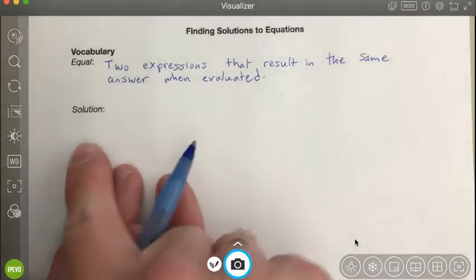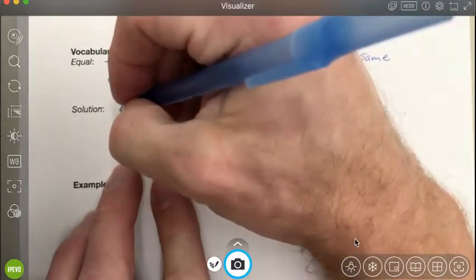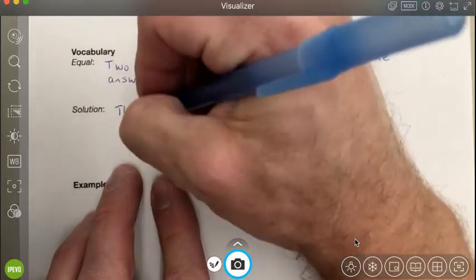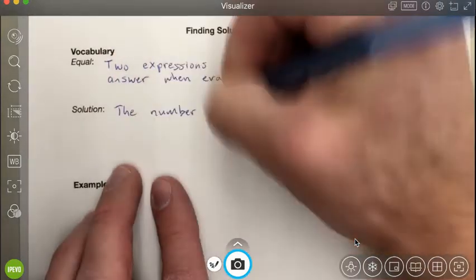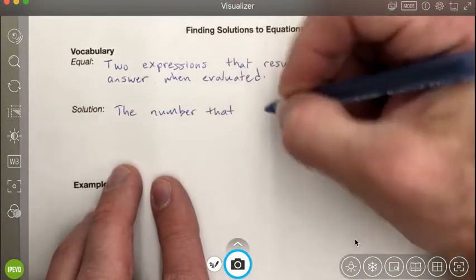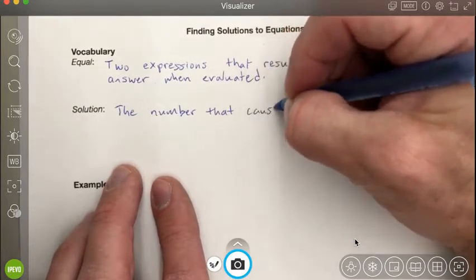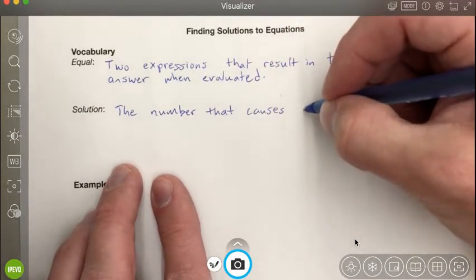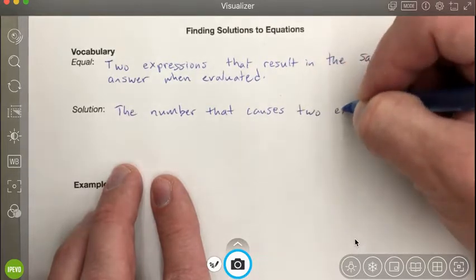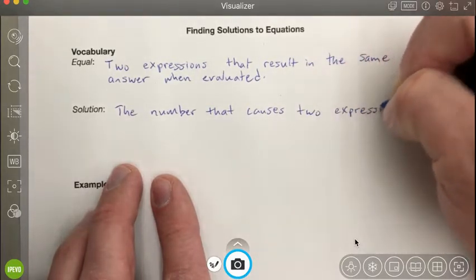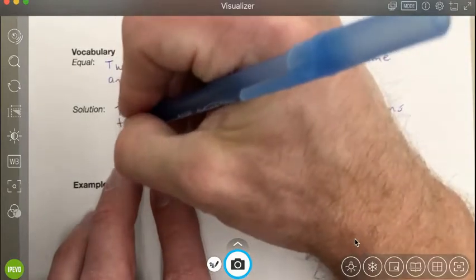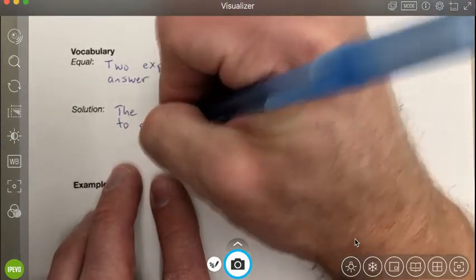So with that said, when we talk about a solution, it's really the number that causes two expressions to result in the same answer.